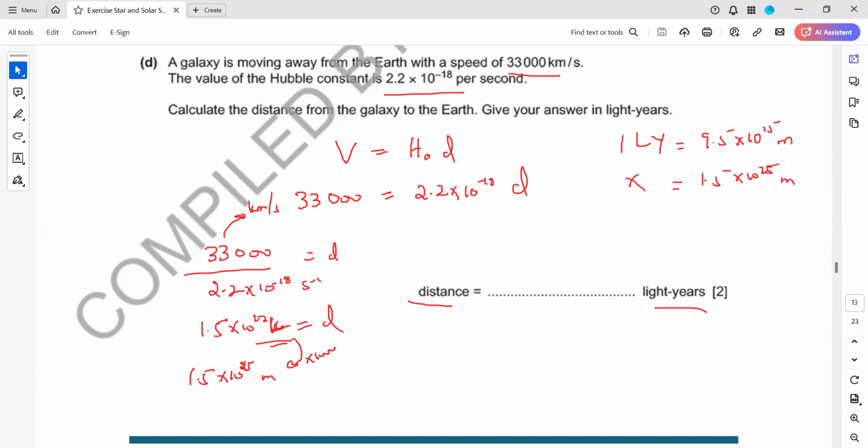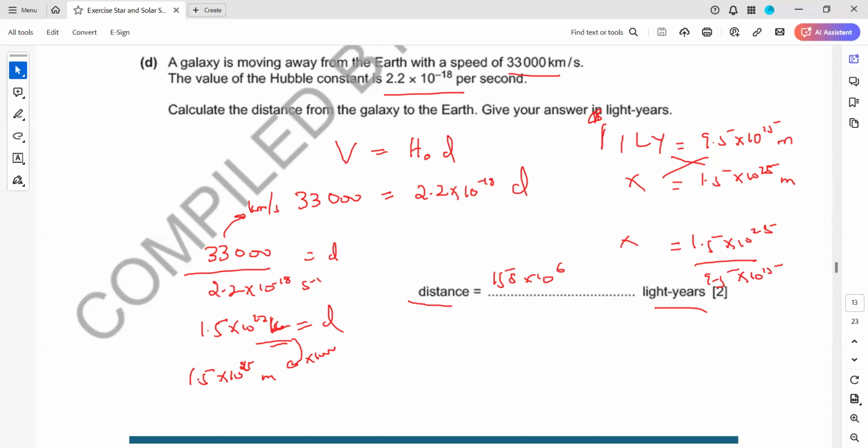X, cross multiply. So it will be 1.5 into 10 to the power 25 divided by 9.5 into 10 to the power 15. What is the answer for X? You have to memorize this. 158 into 10 to the power 6 light years.